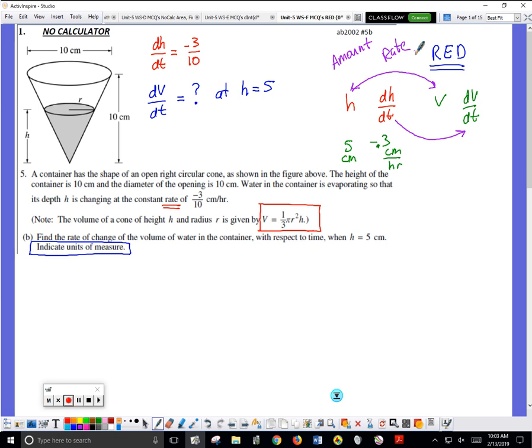If you just picture it, as this thing goes down, is the height going to go down? Yeah. As this goes down, will the volume of water go down as well? Yeah. They just don't go down at the same rate. The height goes down by 0.3 centimeters per hour. The volume goes down by something else.